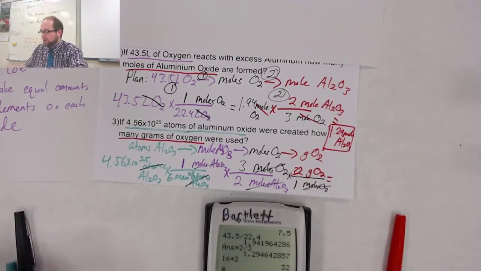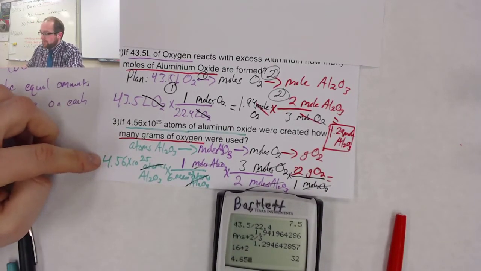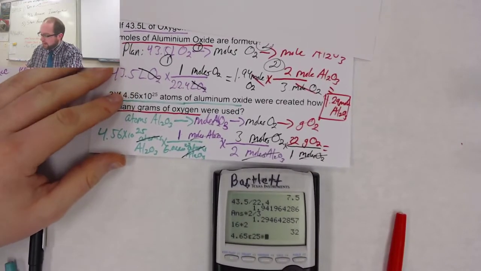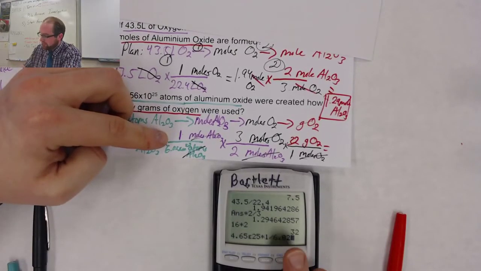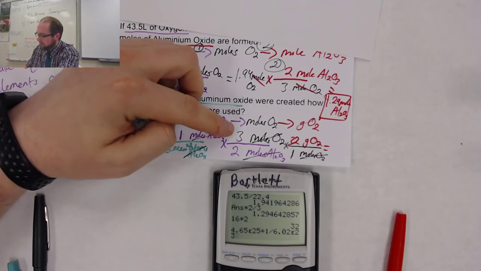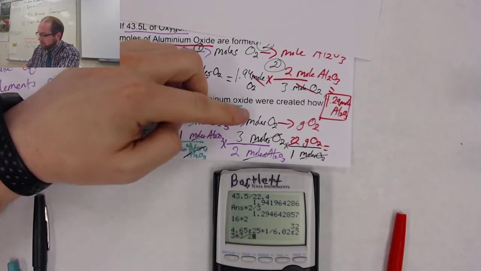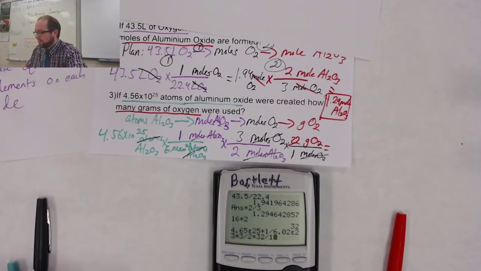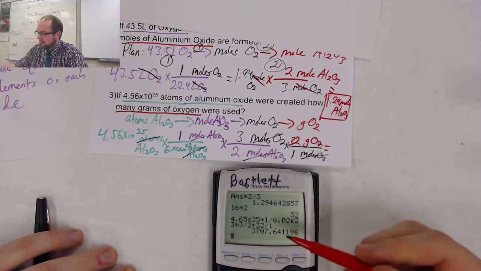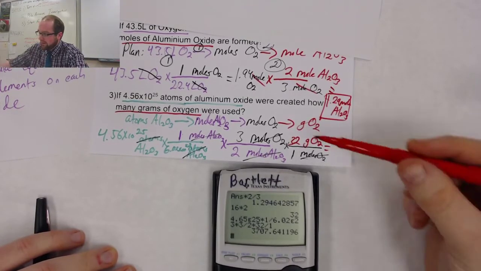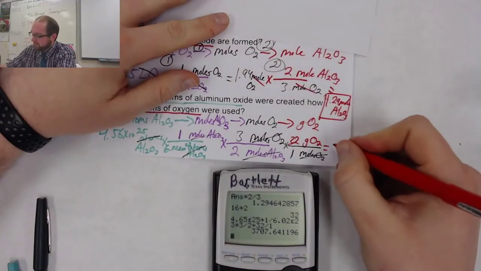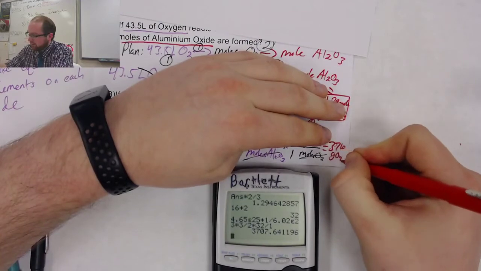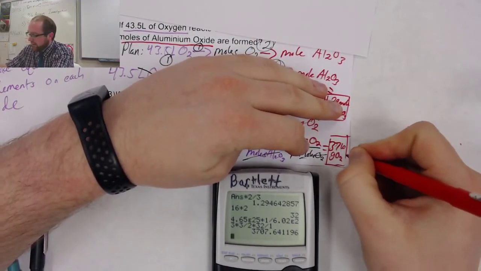So let's plug and chug into our calculator. It's a lot of math, but it's all in one step. 4.56 times 10 to the 25th times 1 divided by 6.02 times 10 to the 23rd times 3 divided by 2 times 32 divided by 1. So I have 6 different numbers that I'm multiplying or dividing by, and I get a final answer here of 3,707, which I want to round to 3 sig figs. So my answer is going to be 3,710 grams of O2. Squeezed in there a little bit, we can see how we set up all 3 of our steps.